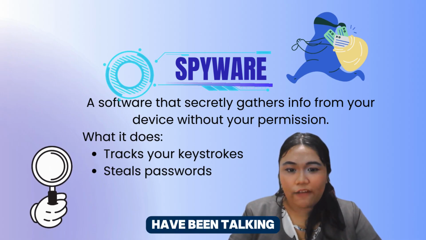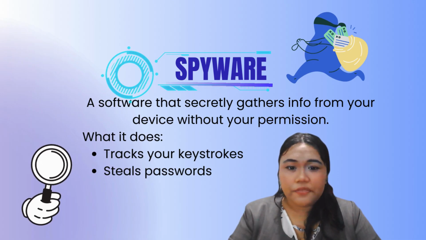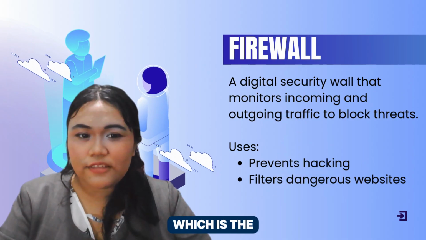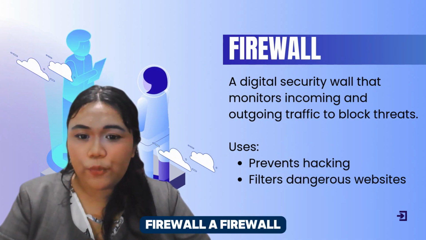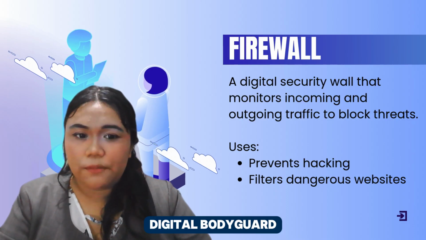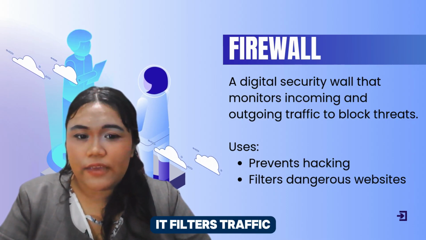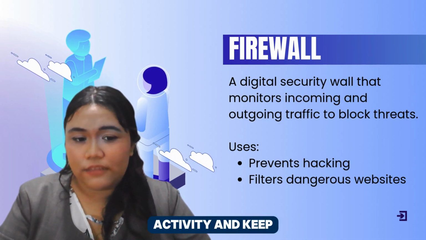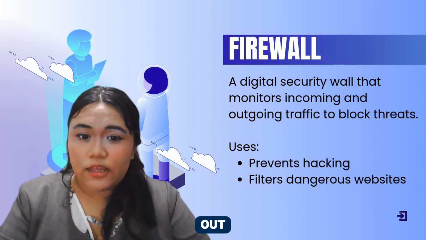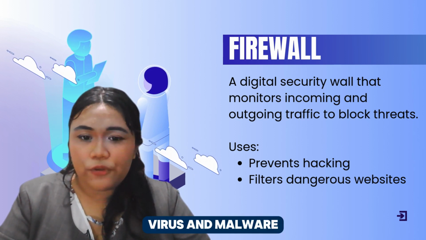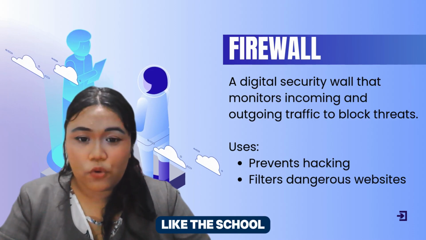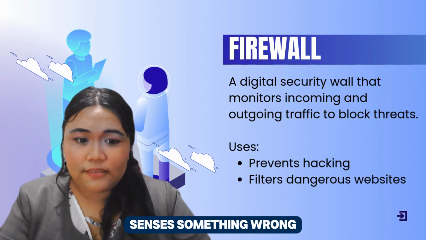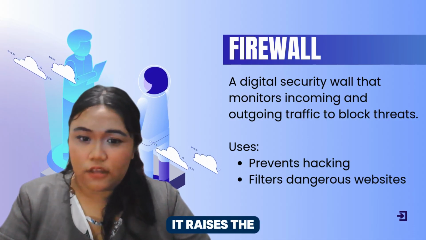And since we have been talking about the villains, the bad stuff, now here is our hero, which is the firewall. A firewall is basically your digital bodyguard. It filters traffic going in and out of your system. It blocks suspicious activity and keeps the bad guys out, like our villains earlier, virus and malware. Think of it like the school gate guard. Not everyone can get in, right? And if it senses something wrong, it raises the alarm.